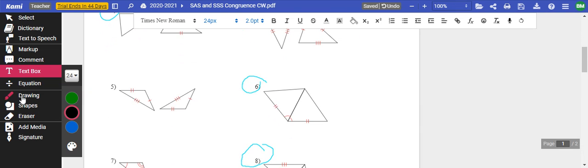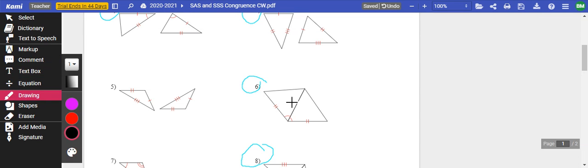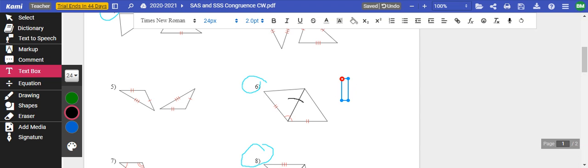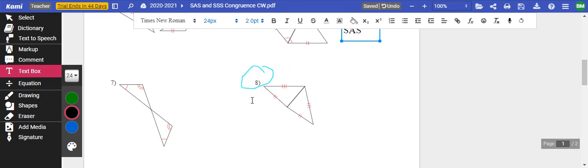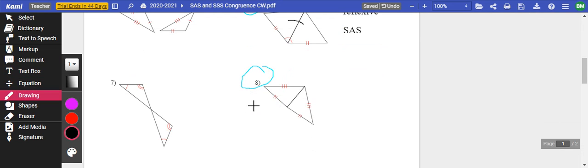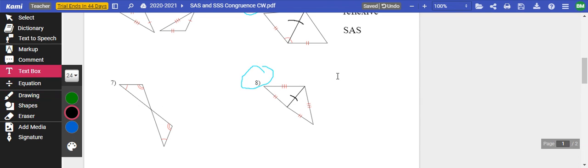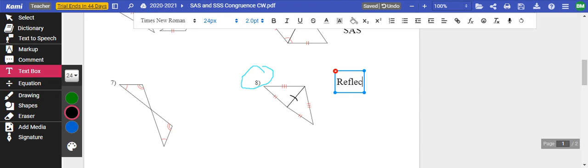If I'm looking at number 6, because of reflexive, I can say these two sides are congruent, and then I've got a side, an angle, and a side. So I like to say both those things. We've got reflexive, and then it's side, angle, side. That angle is right in between the sides that are there. Let's look at another one. Number 8. Again, these are true by reflexive right there. So again, we've got reflexive, and then it's side, side, side.